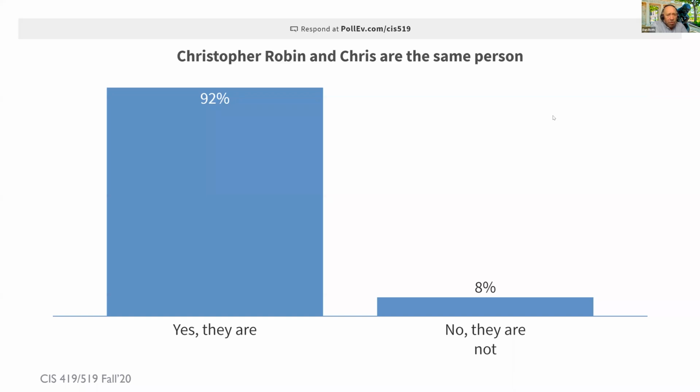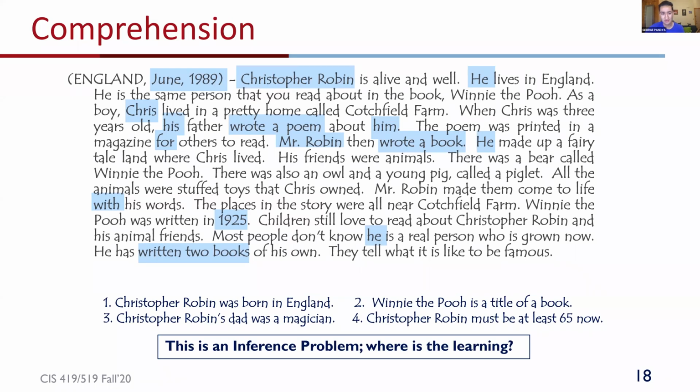Can someone say something? Why yes, why no? Well, I think it's yes, because in the first sentence, it refers to Christopher Robin. The second sentence doesn't indicate that the subject changed, but now the subject of the second sentence is Chris. So you'd expect that they're referring to the same person. Okay, good. So we have an argument for yes. Anyone wants to give an argument for no?